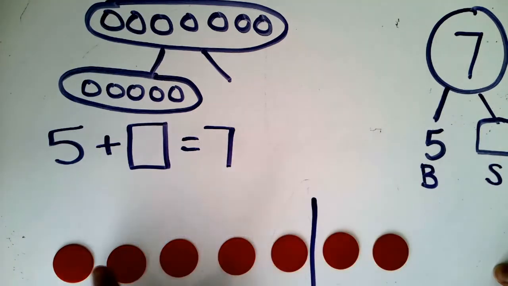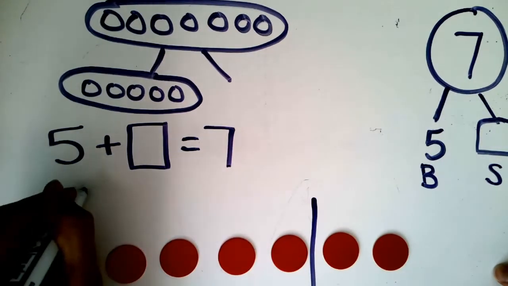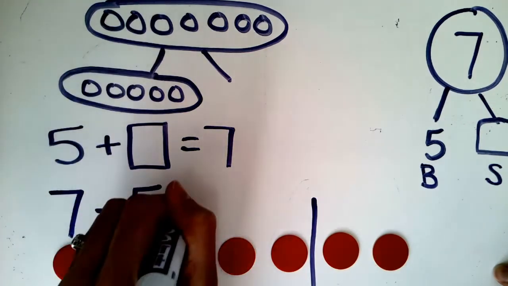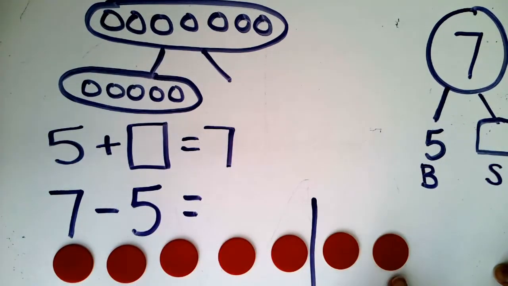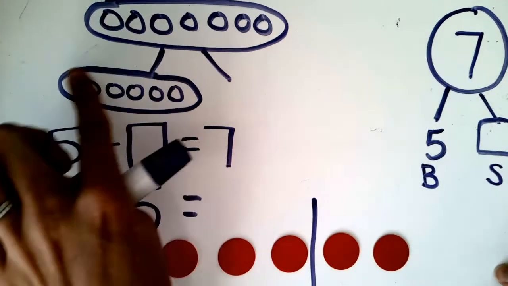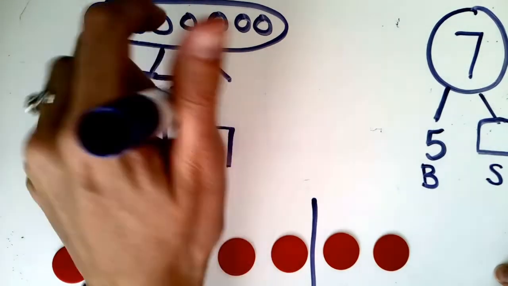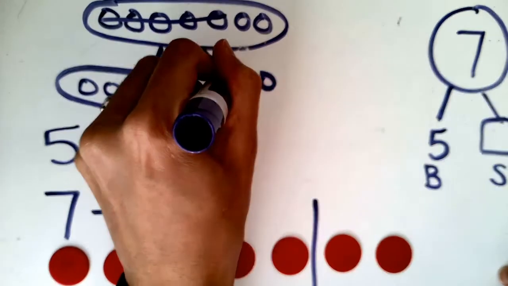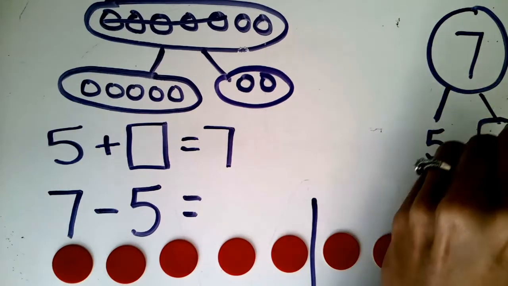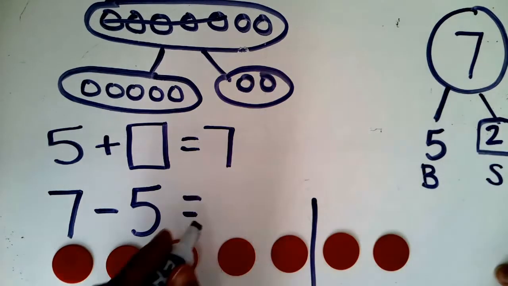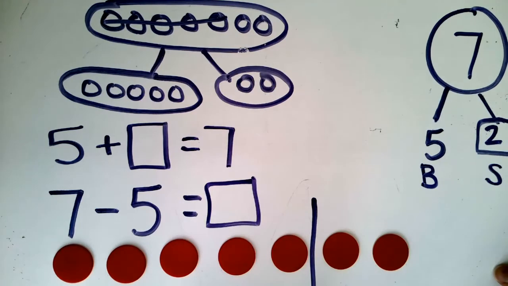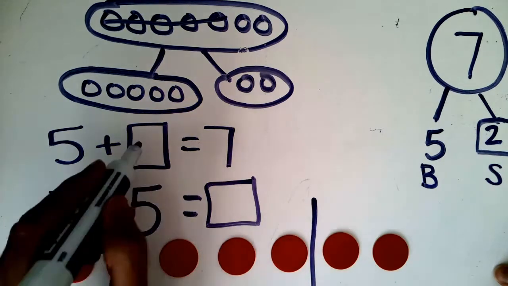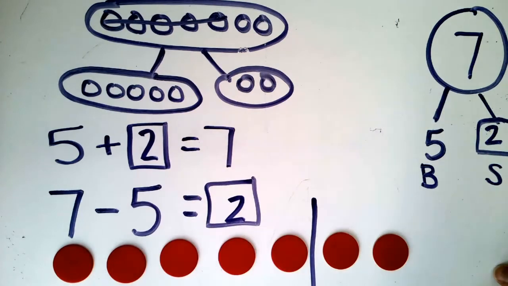Here's 1, 2, 3, 4, 5. I'm separating them from 7. So 7 take away 5 equals, what do you see here that's left? 1, 2. Or you can say 5. Ooh, well, 1, 2, 3, 4, 5. What's left here? 2. So I put my 2 in my number bond. What's our answer? How many books did the student put on the shelf? The student put 2 books on the shelf. 2 more.